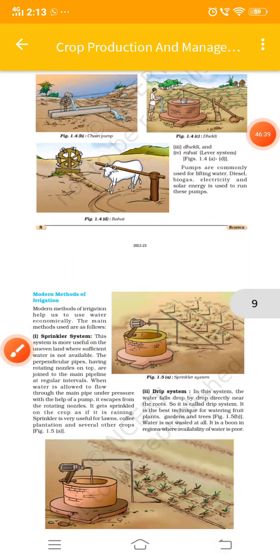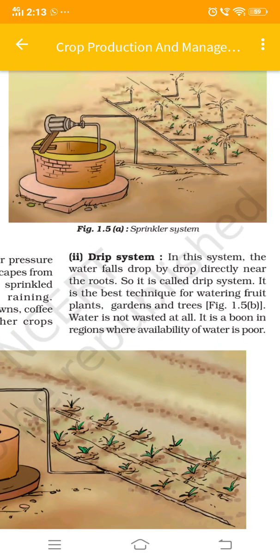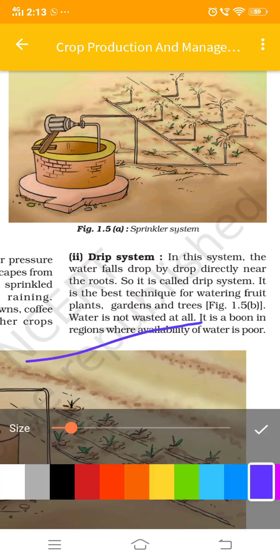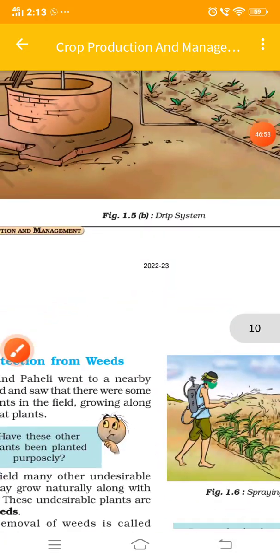It happens. Now drip irrigation is a process in which narrow pipes are laid down on the ground like this, and they have very small holes on them, and drop by drop water is given to the plants.